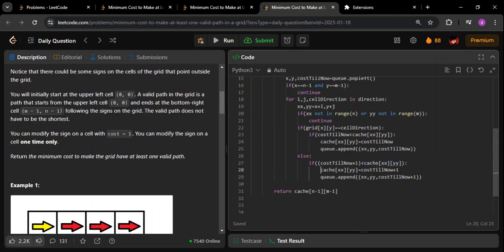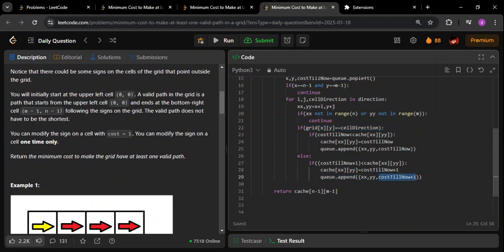So if this is the case, what I have to do is update the cache value of double x double y. It should be now cost till now plus one, and then append this particular thing in the queue. What is the value? Double x double y, that is the node I'm visiting, and the cost in this case will be cost till now plus one. So see the difference, it is going to be cost till now plus one here, and it is going to be cost till now here. That's the only difference. If you are following the direction of the arrow here, then it is fine, you should not incur any extra cost. If you're not following the direction, in that case you have to incur a cost like this.